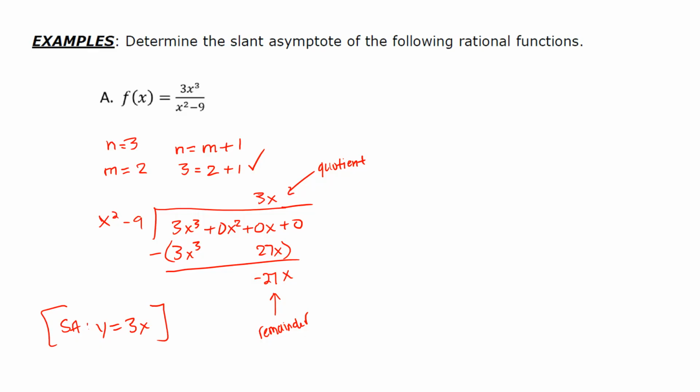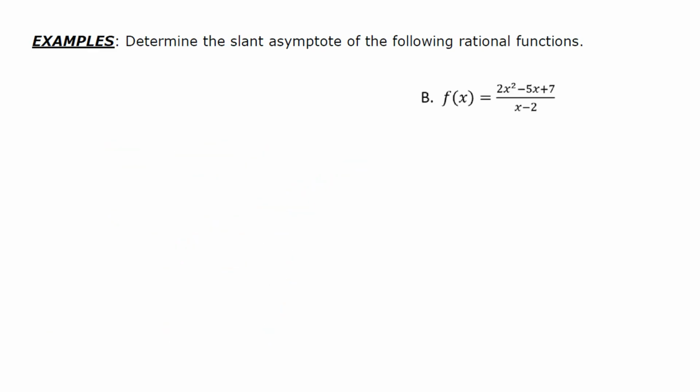Okay. Let's do B. All right, let's check. So n here equals 2 and m equals 1. So we know n must equal m plus 1. So 2 must equal 1 plus 1, which it does. So a slant asymptote exists.